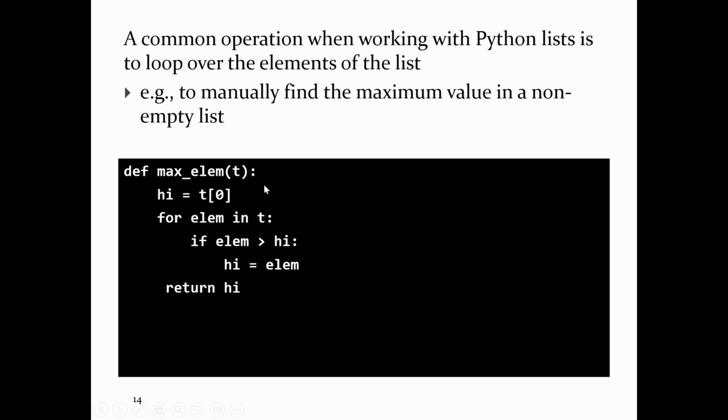Well, this isn't quite correct. So how does this work? I'm going to set high, which is going to be the value of the maximum element. I'm going to set that to T[0]. So that's going to be set to the first element of the list.